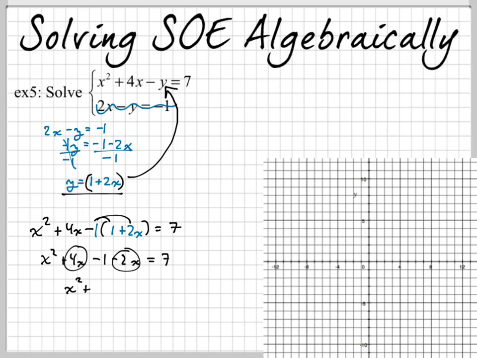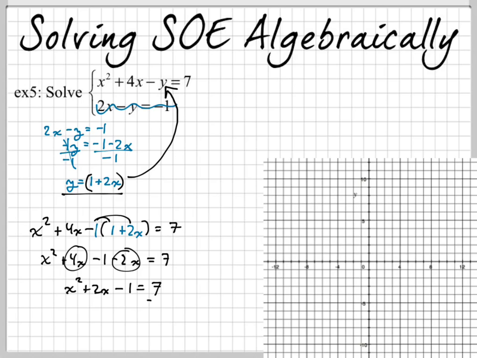x squared plus 2x minus 1 equals 7. Alright, here's our quadratic equation. Now, is this quadratic equation in standard form right now? Nope. What does it have to equal in order for us to be able to solve it? It has to equal 0.